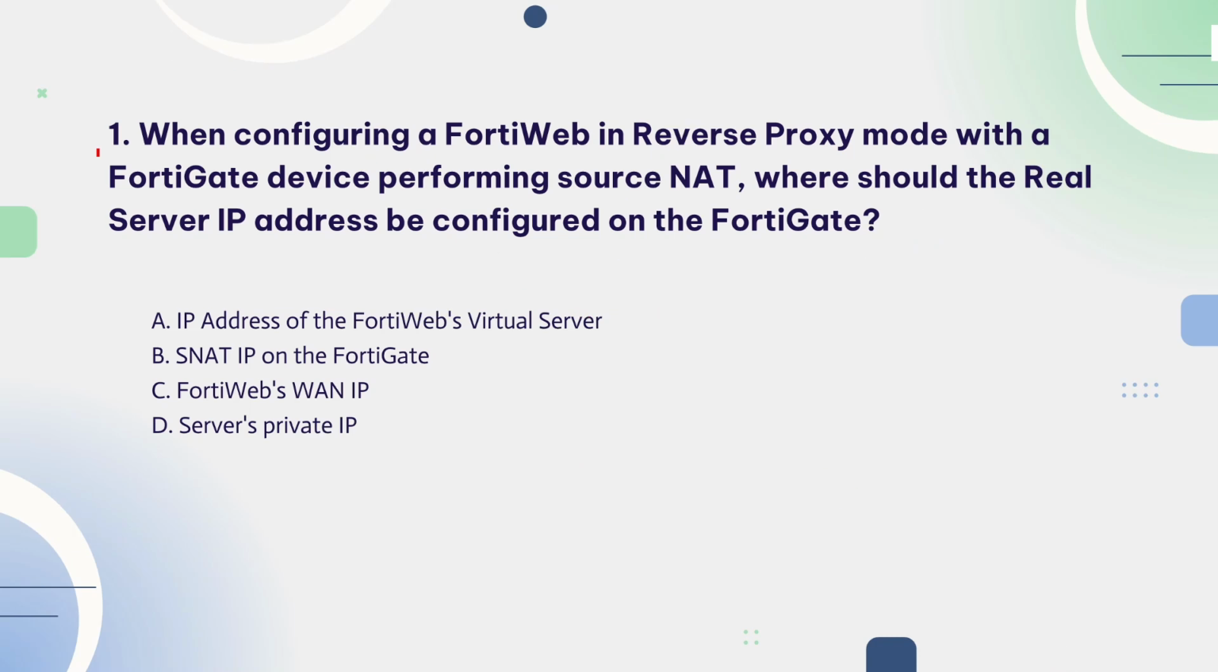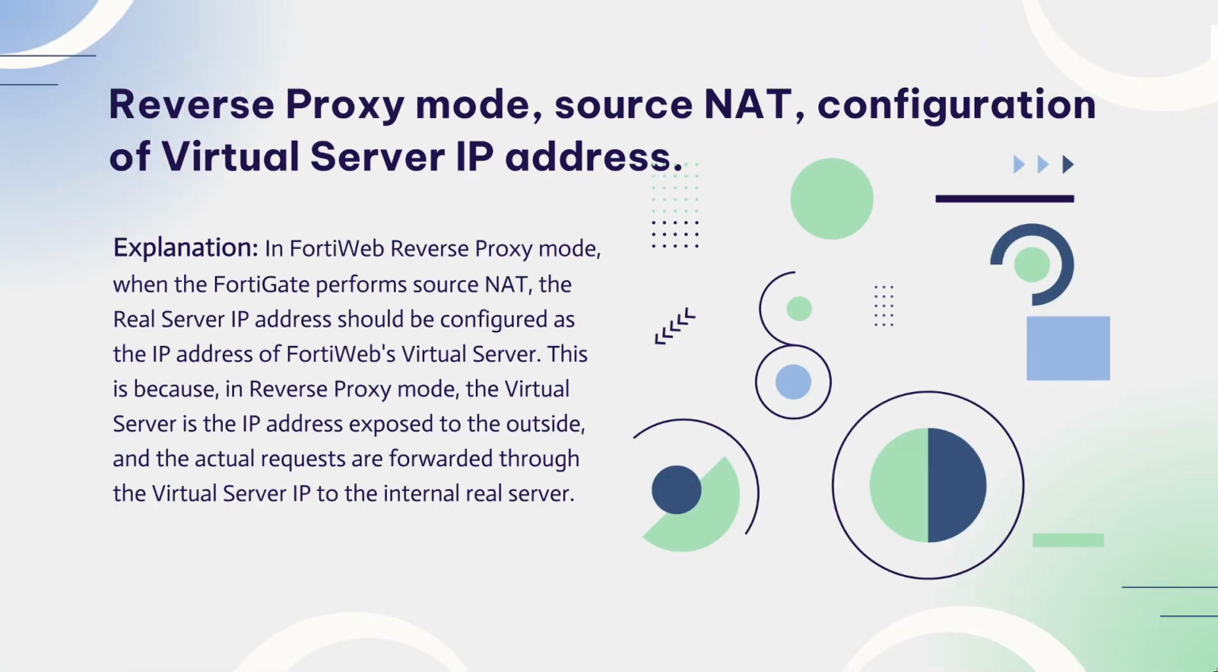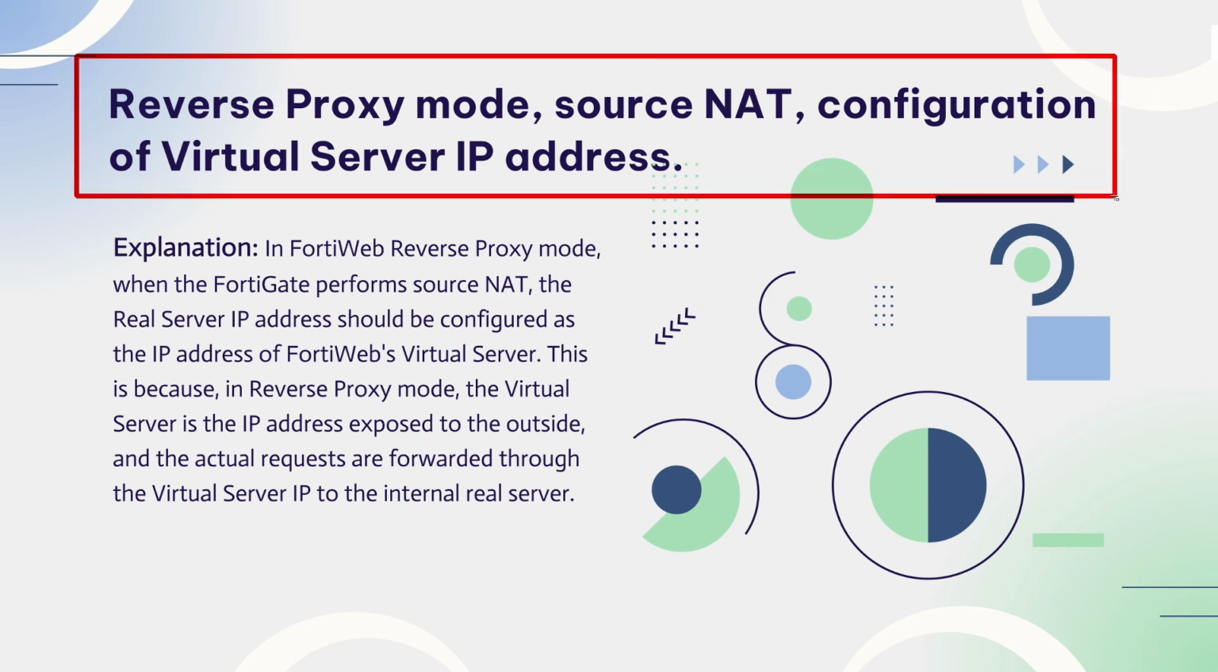Question 1. When configuring a FortiWeb in reverse proxy mode with a FortiGate device performing source NAT, where should the real server IP address be configured on the FortiGate? This question tests FortiWeb Reverse Proxy Mode Setup. The knowledge points of this question are: Reverse Proxy Mode, Source NAT, Configuration of Virtual Server IP Address.